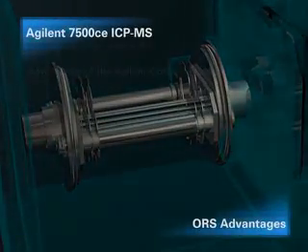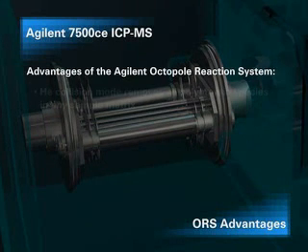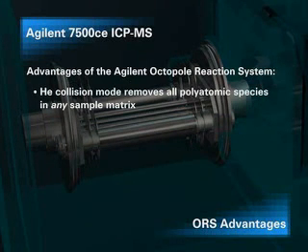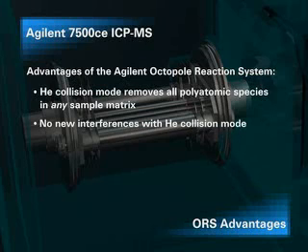The octopole reaction system offers the analyst a number of advantages. Its unique helium collision mode removes all polyatomic species simultaneously. No prior knowledge of the sample matrix is required. Unlike reactive cell gases, pure helium cell gas is inert and does not react with the analyte or sample matrix. Reactive gases are not suitable for multi-element analysis in complex sample matrices, since they react with the sample matrix, forming new interferences in the cell, which can bias analytical data.